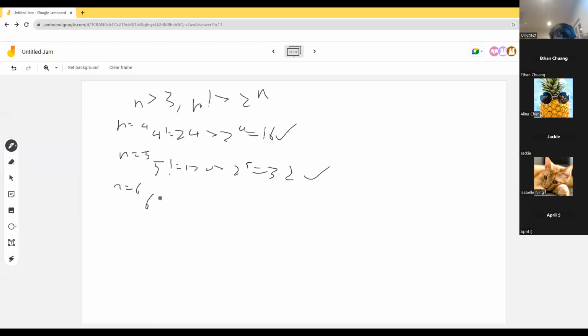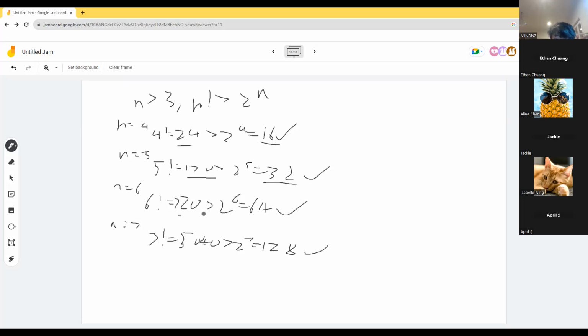When n is equal to 6, 6 factorial, which is equal to 720, is bigger than 2 to the 6, which is equal to 64. And again, that is true. When n is equal to 7, we got 7 factorial, 5040, and 2 to the 7, which is 128. And something that hopefully you noticed is the difference is becoming quite big, right? This was barely bigger. This was already quite a bit bigger. This was a lot bigger. And now it's very easy to tell that it's bigger.